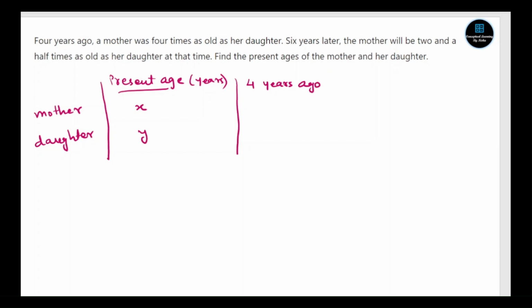Now tell me, if your present age is 10 years, then 4 years ago your age was 6 years, right? So you are simply subtracting. So x minus 4 here, y minus 4. Now what they are saying, 4 years ago the mother was 4 times as old as her daughter. So mother's age was 4 times that of daughter's age, right?